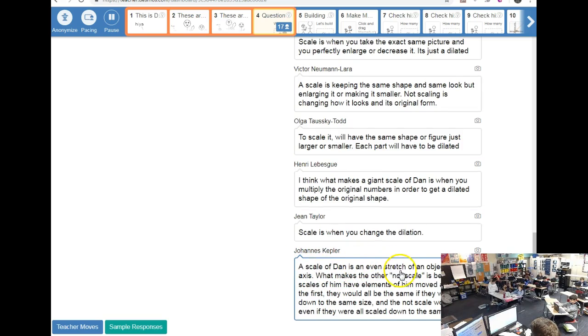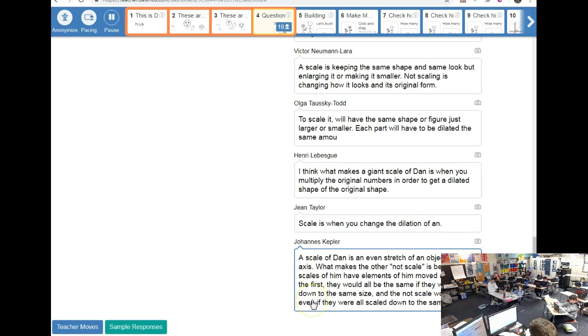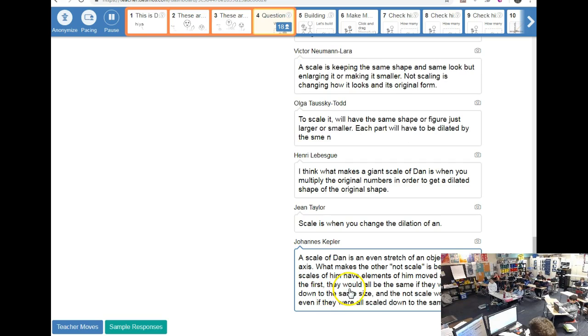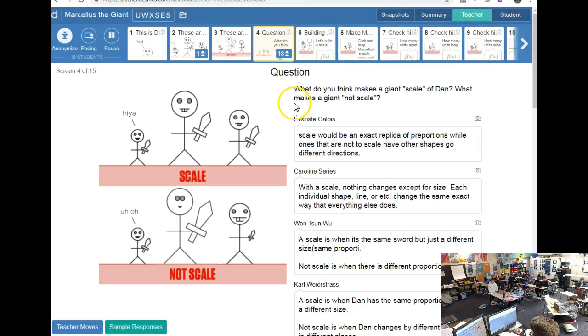The scale of Dan is an even stretch of an object on all axes. What makes the other not scale is because the scales of him have elements of him moved around in the first. They would all be the same if they were scaled down to the same size. And the not scale would not be even if they were scaled down to the same size. I like it. All right, I'm going to undo my pacing and let you guys move on.